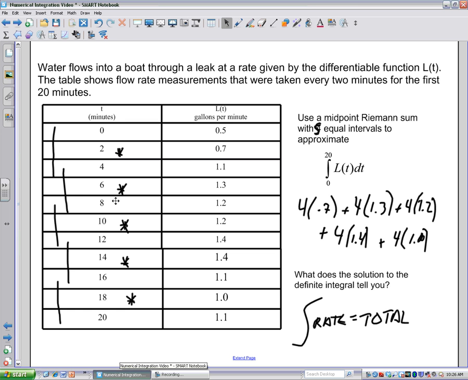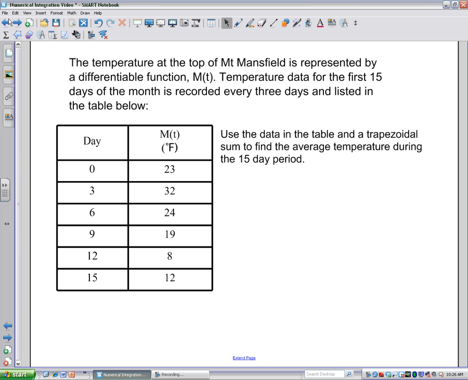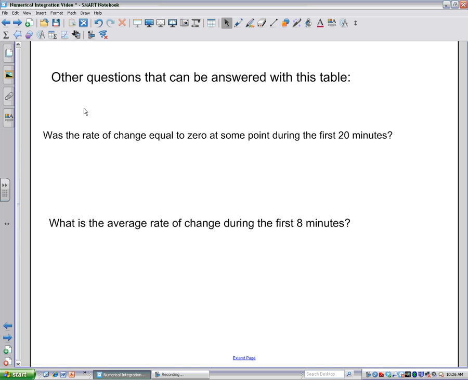So some other questions that we could answer with this particular thing is, was the rate of change equal to 0 at some point during the first 20 minutes? Go back and look. What's the average rate of change during the first 8 minutes? We could answer those sort of questions. When we have a table of values, we can say, well, those 2 questions.